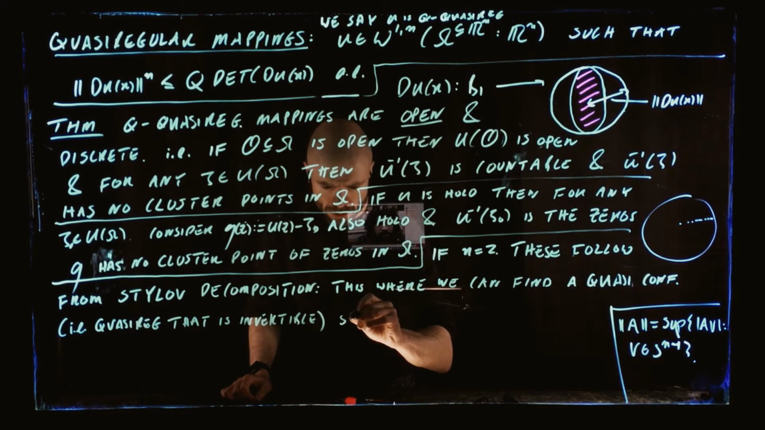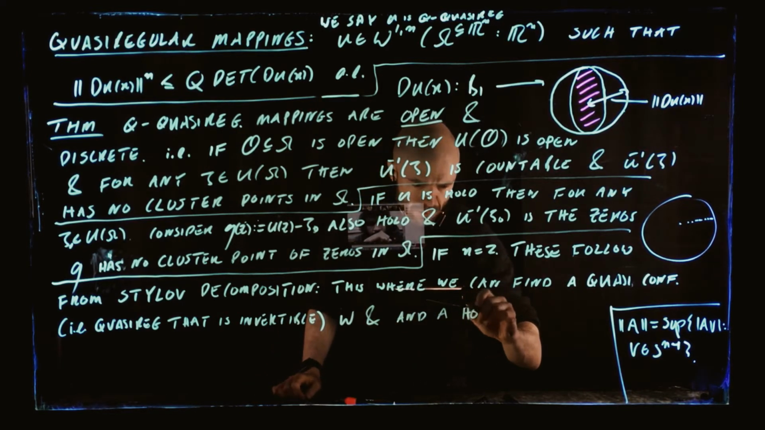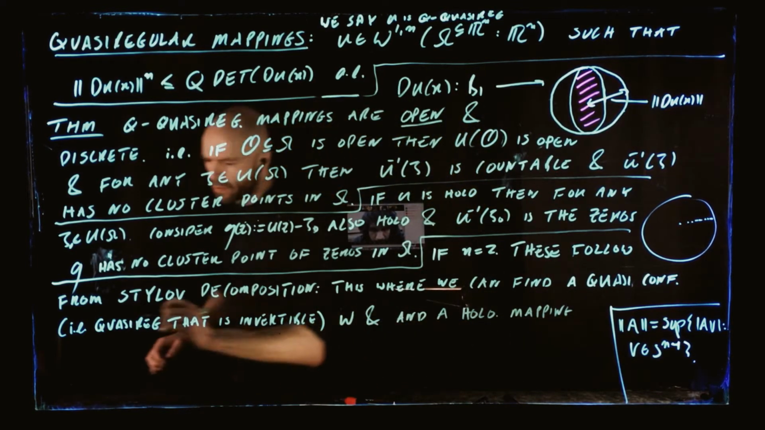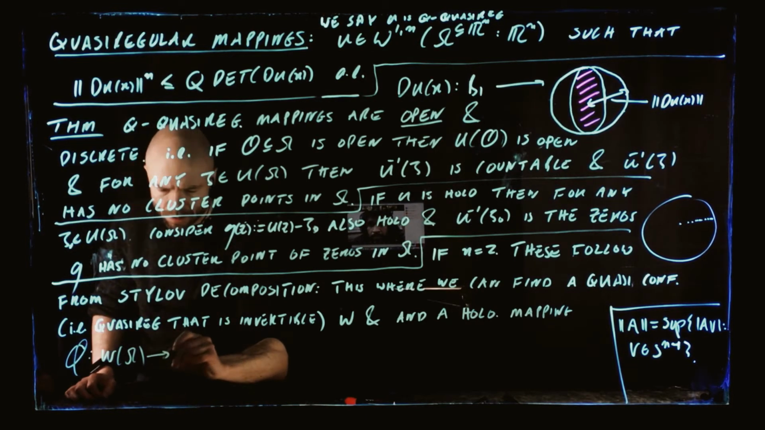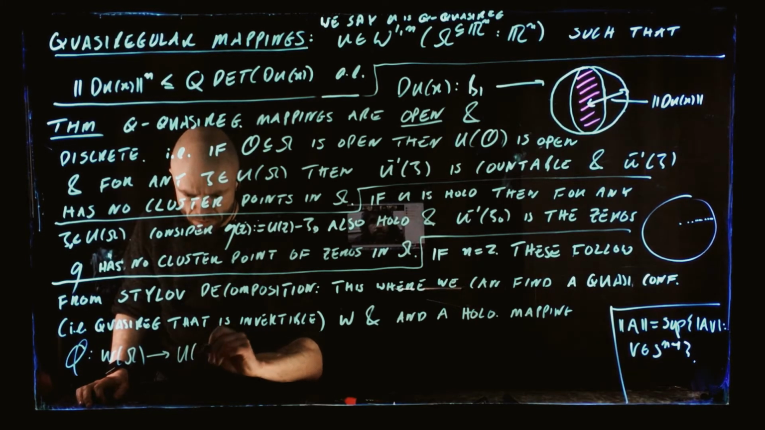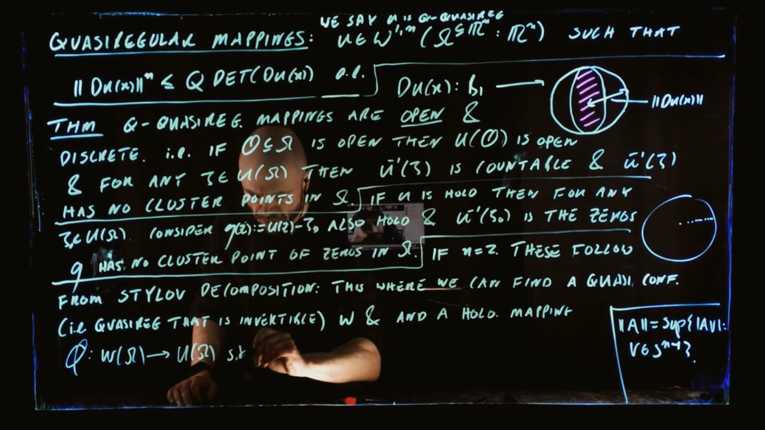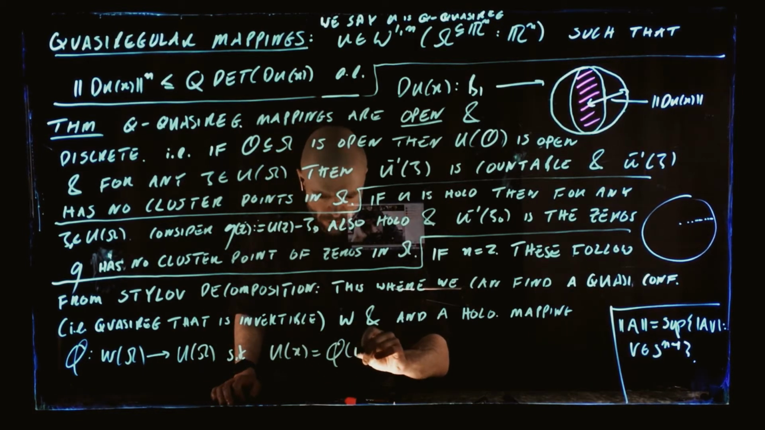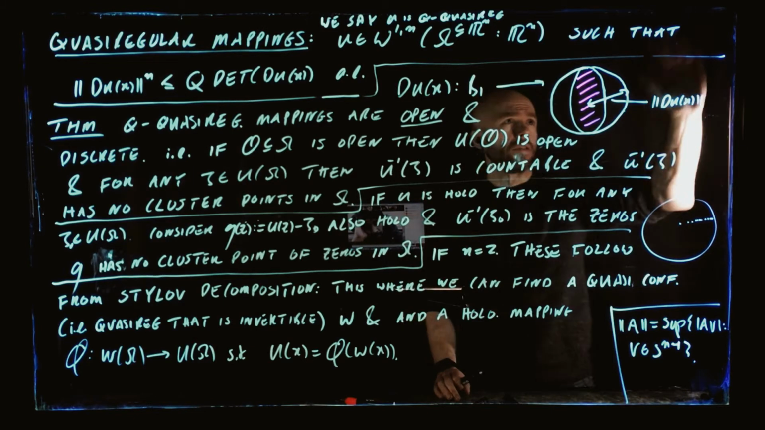Such that, let's call it W, and the holomorphic mapping from the image of W into the image of U, such that we can do this decomposition, that U of X is equal to phi of W of X, like this. And this is best explained with a picture.